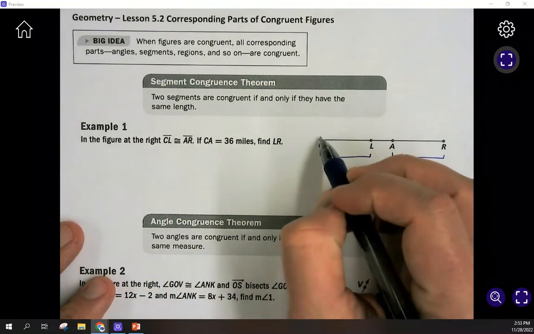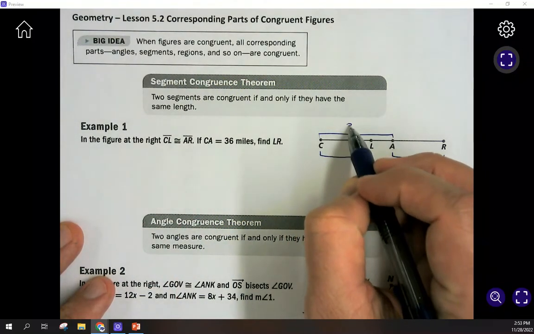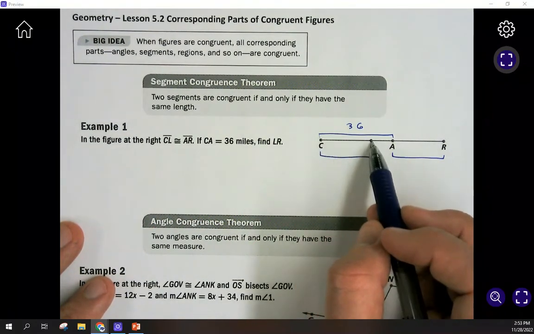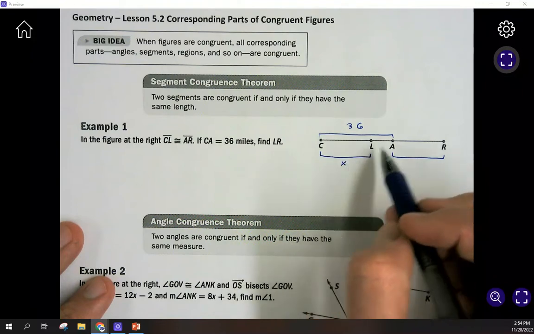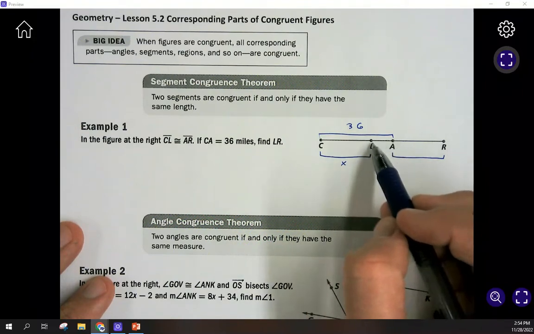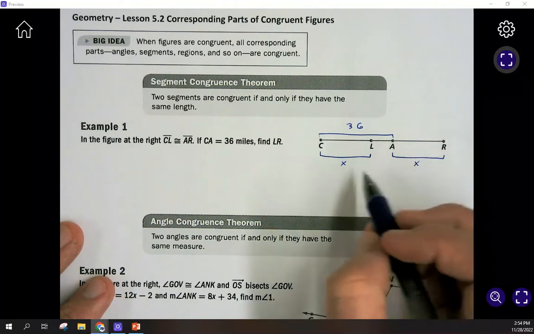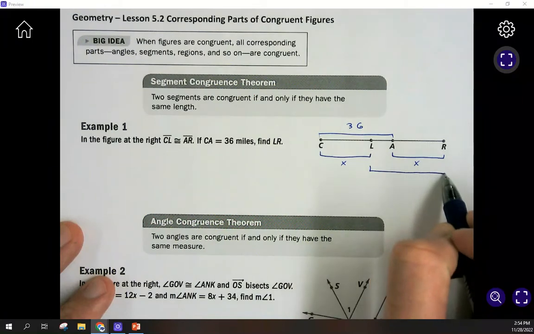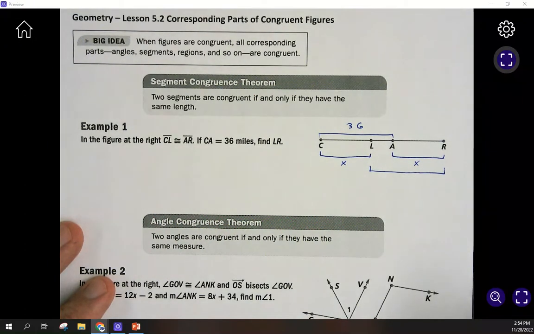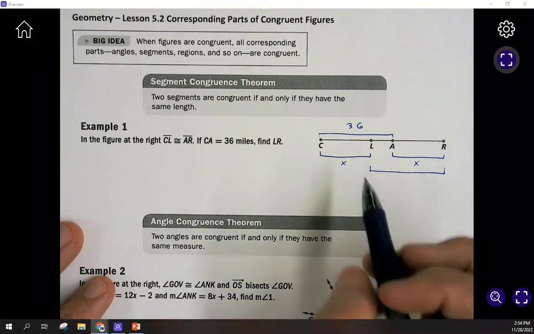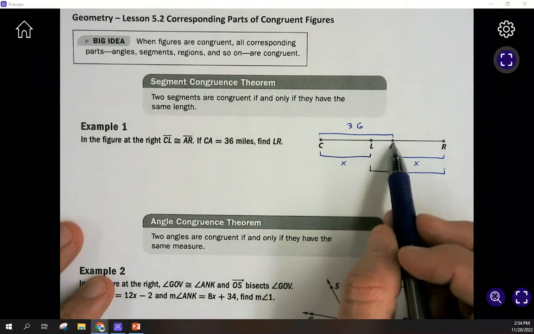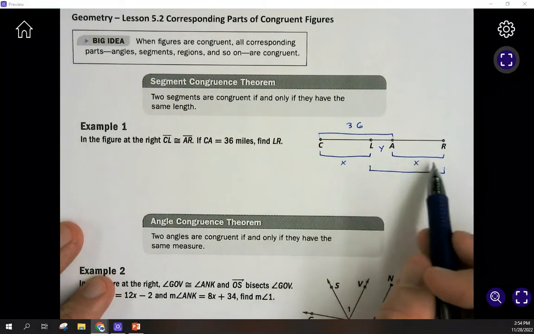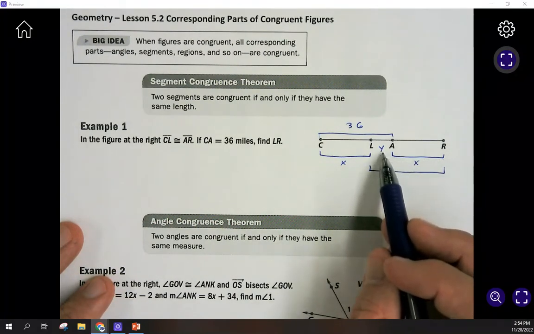Now they're telling me that CA is 36. Okay, CA is made up of CL, this piece, let's call it X, plus LA. We don't know what that is. We also know that AR is the same size. And so they want you to find LR. And some of you might be able to just see it. But if we're taking this piece and adding this other one on, let's call it Y. And then we want to find this piece, that's X plus Y.